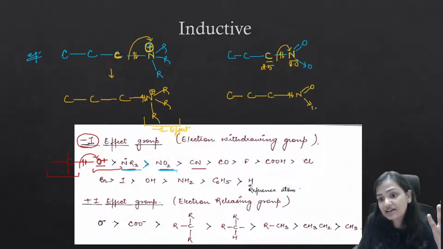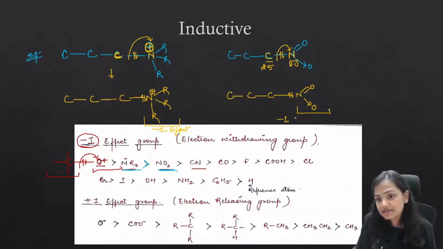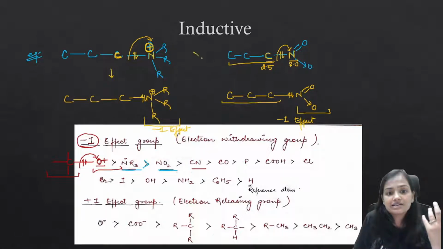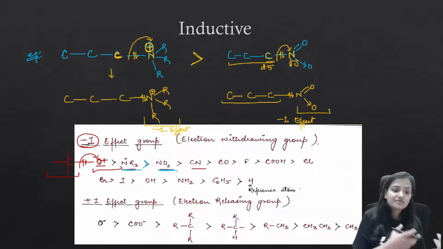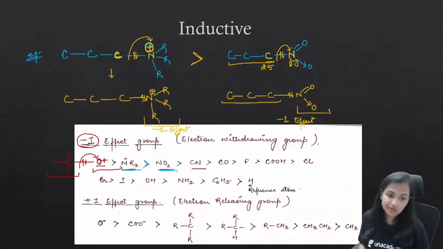But if you ask me which is more minus I in nature, this is also showing the minus I effect. But if you ask me which is showing the more minus I effect compared to that of the carbon, then definitely the answer is this. Why? Because here we have nitrogen as positive and here we have nitrogen as neutral. So the positive one will pull the electron more strongly than the neutral one.